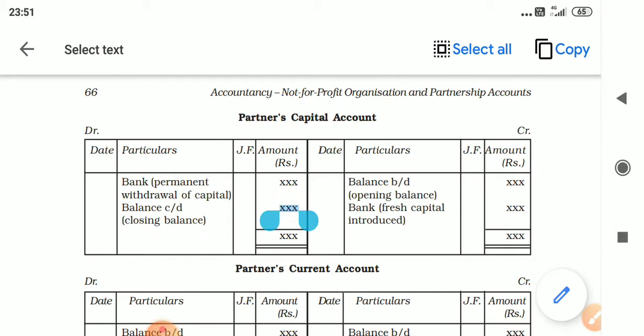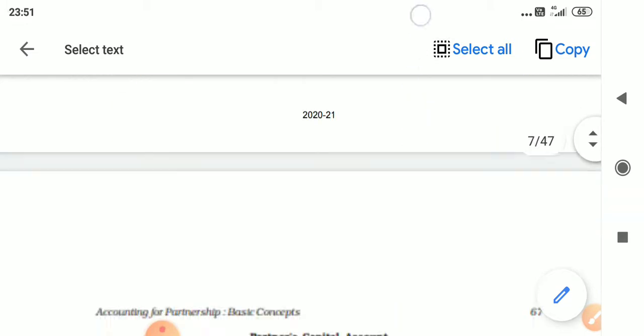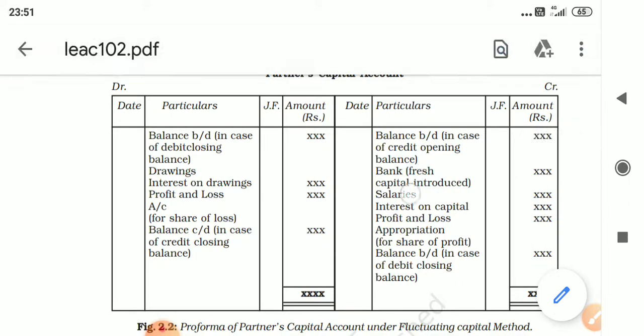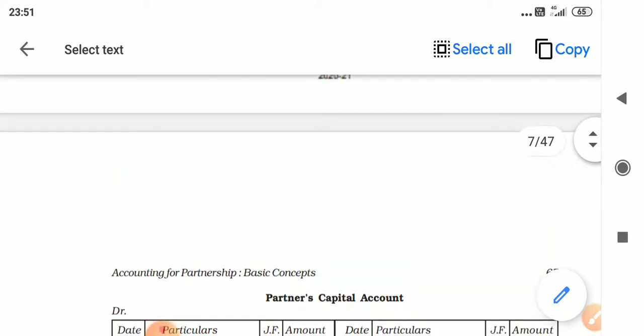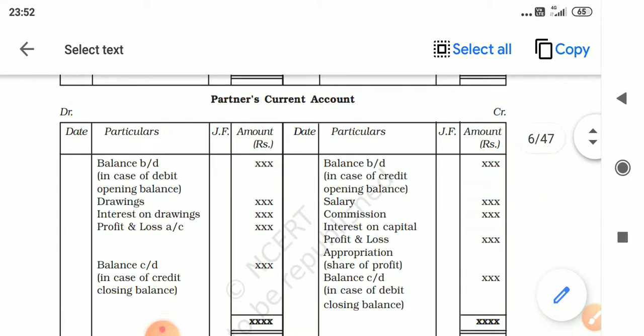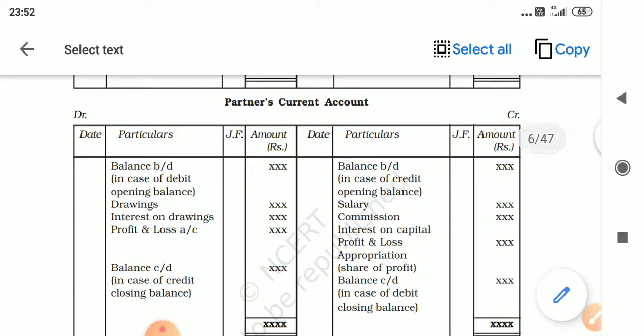Now all the other entries which we passed in a fluctuating capital account, salary, interest on capital, P&L appropriation, drawings, interest on drawings, loss, all these things will appear in current account. Now the current account may have an opening balance in the question. Sometimes the opening balance may not be there in the question. Now if the opening balance is on the asset side, then we have to write balance brought down on the debit side. If the opening balance of current account is in the liability side, then we will write balance brought down on the credit side.